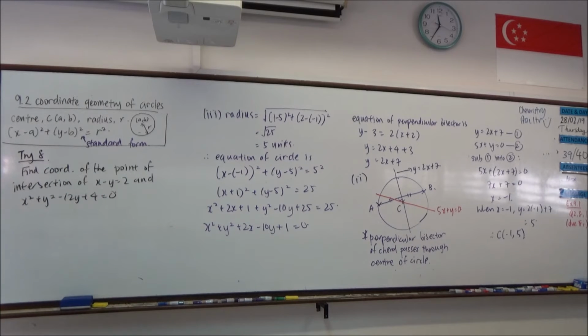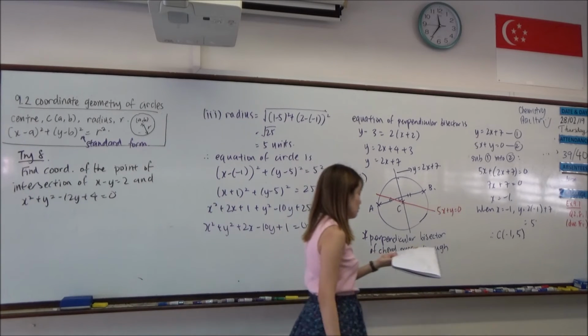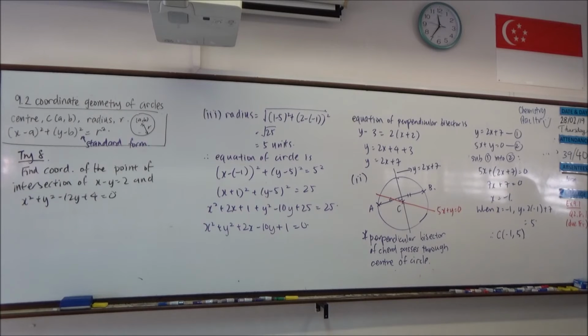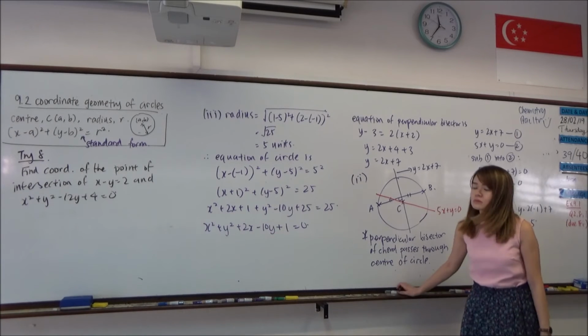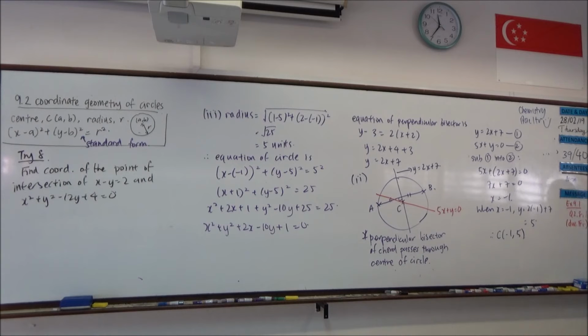Okay, next we look at try 8. In try 8 we only want to find out the coordinates of the point of intersection of the line and the circle. I think this one is manageable. How to find the point of intersection? Just do simultaneous, right? Could I leave you to do it now? Find out the point of intersection. I'll give you about 5 minutes.